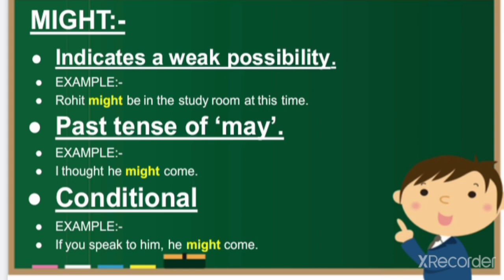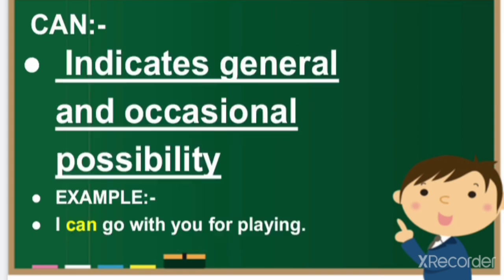Might is the past tense of may. Example, I thought he might come. And it is conditional. For example, if you speak to him, he might come. Can indicates general and occasional possibility. Example, I can go with you for playing.